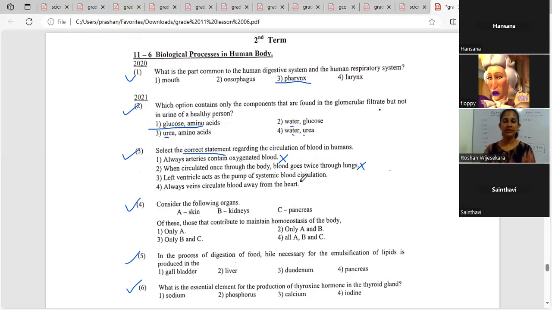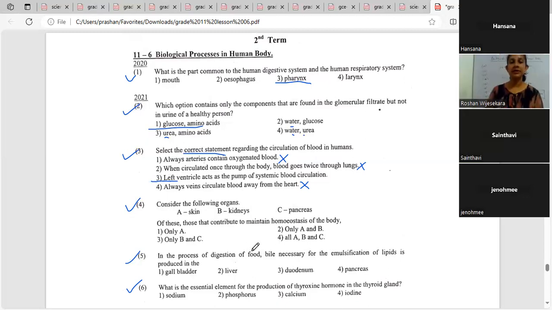The pulmonary veins supply oxygenated blood to the heart. Not away from the heart, towards the heart. Pulmonary veins supply blood to the heart. Therefore, the left ventricle acts as the pump of systemic blood circulation. Left ventricle, that's correct. That is the correct statement. The third one is the correct statement.